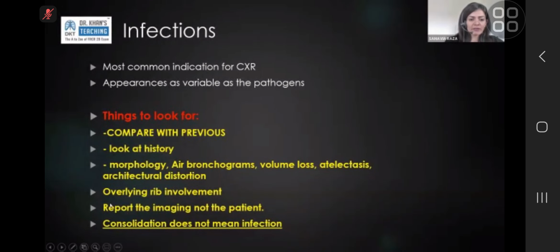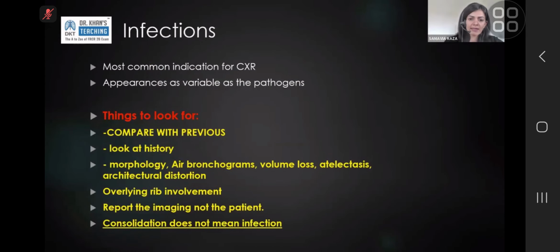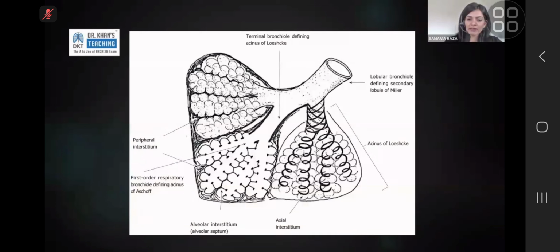The last thing I often tell the registrars is you're reporting the imaging, not the patient. Look at what you see and describe it. So for example, if you see this chest X-ray that I showed you before, don't say right upper lobe infection. That's a wrong report. Your report should say right upper lobe consolidation, because looking at the image, there is no way of telling what the pathology is that sits inside the airspace. And what I mean by that is coming back to the anatomy of the lung.